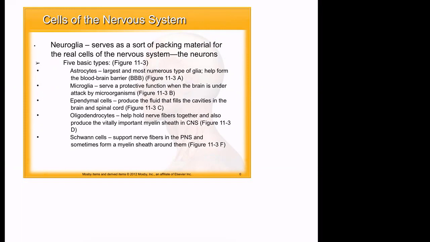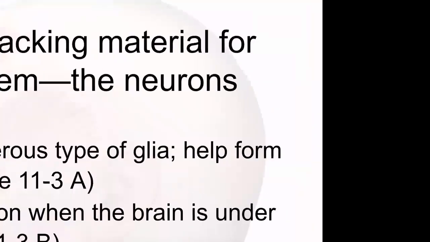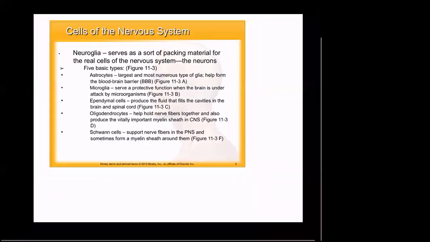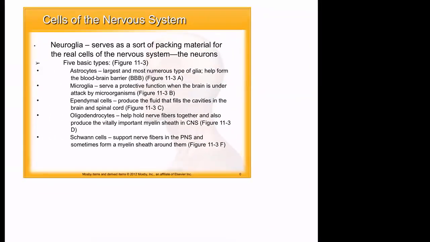We have several different types of cells that make up the nervous system. The main one, the main cell of the nervous system, what we refer to as the parenchyma, is what we call the neuron. The neuron is the main cell of the nervous system. It does what you think of when you think of the nervous system doing things.